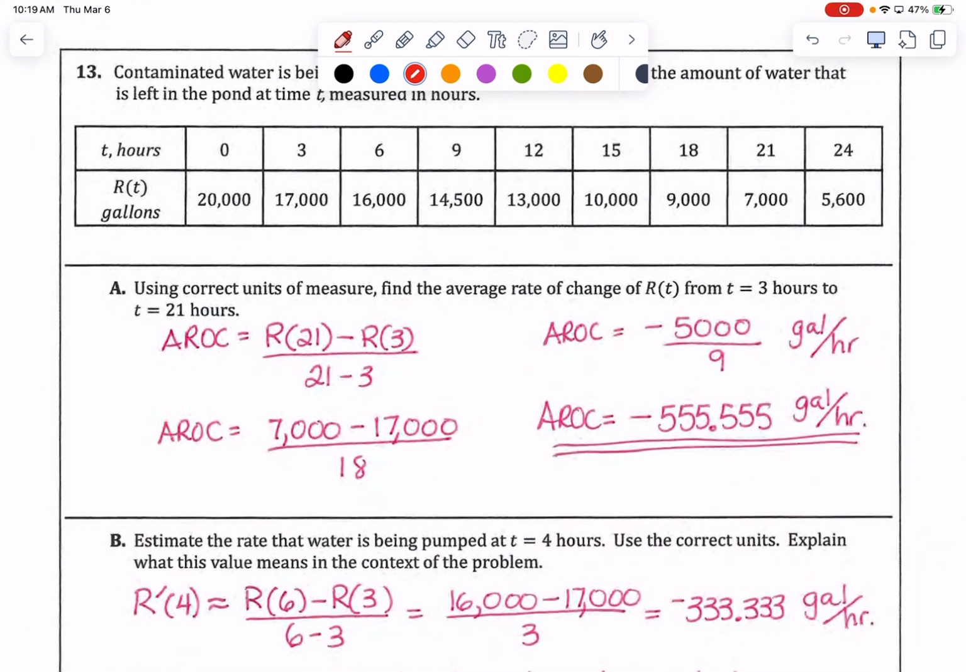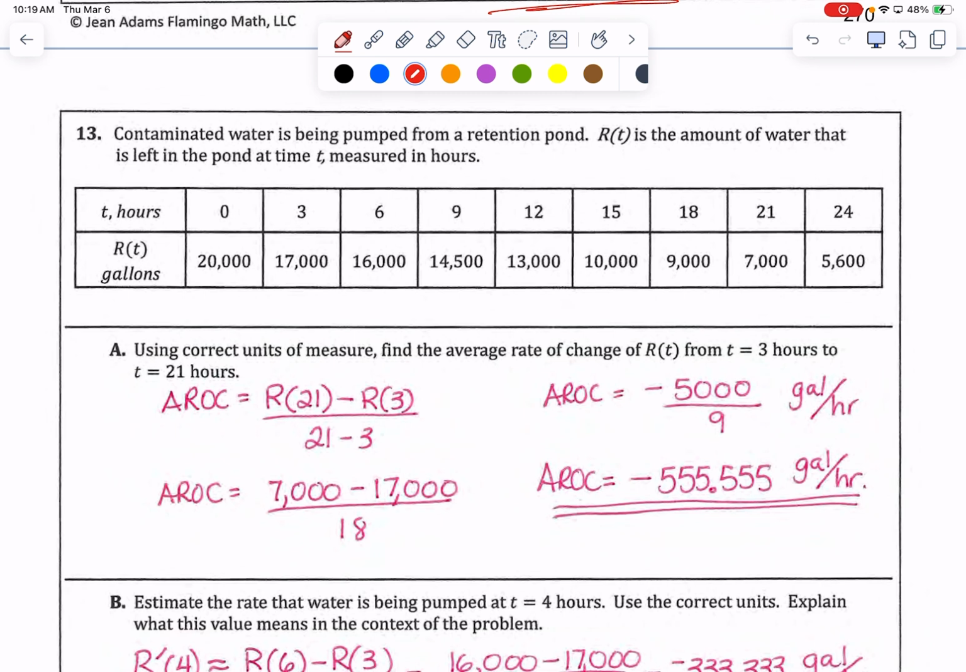They love table problems. Let me actually read through this one and do this one with you. Contaminated water is being pumped into a retention pond. R of t is the amount of water.